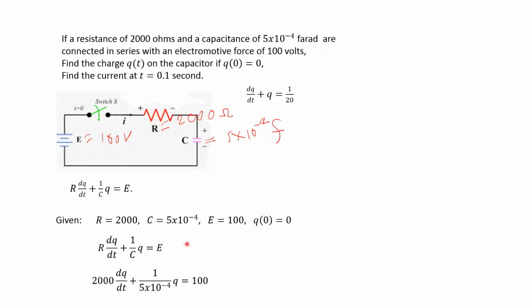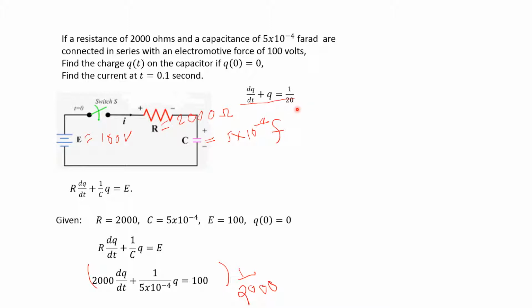Okay, divide both sides by 2000. If you divide both sides here by 2000, you are going to divide both sides by 2000 there. So this will come out. You have dQ/dt plus Q is 1 over 20.